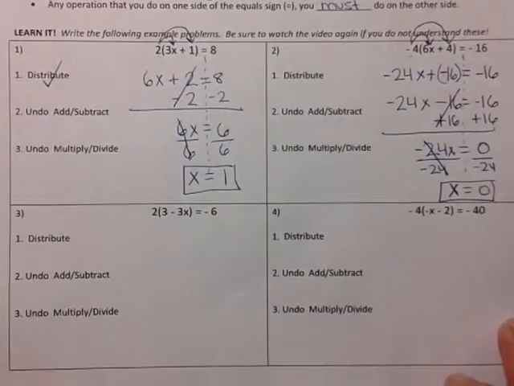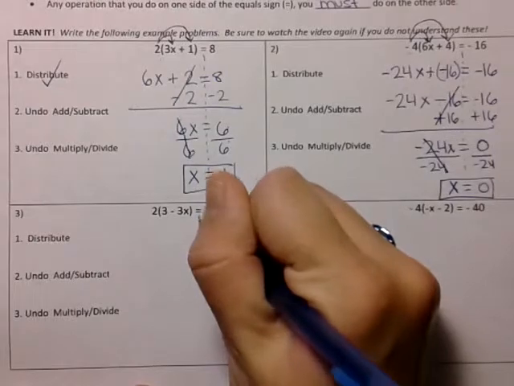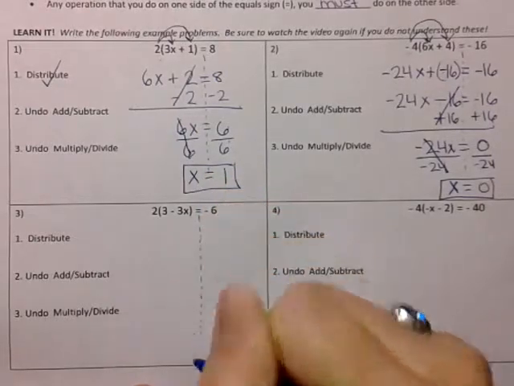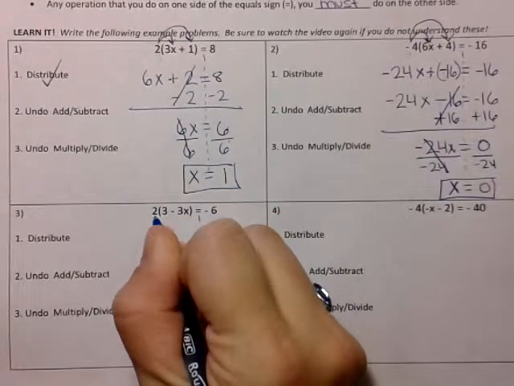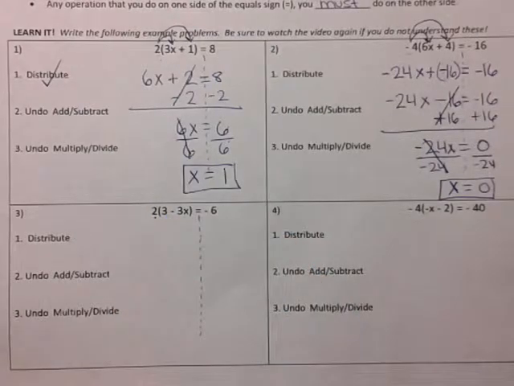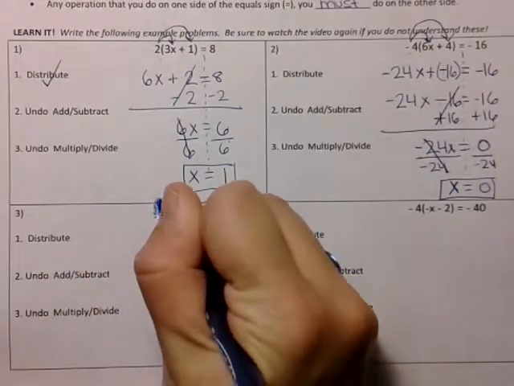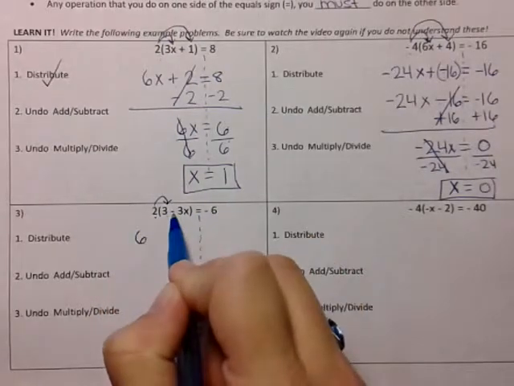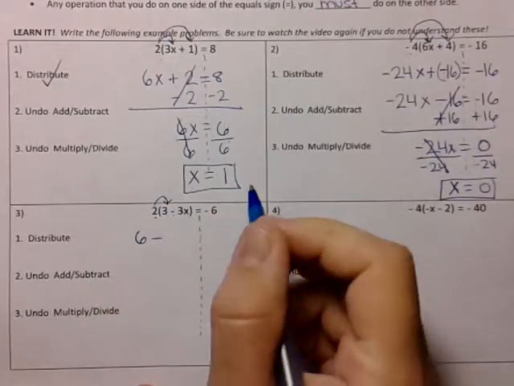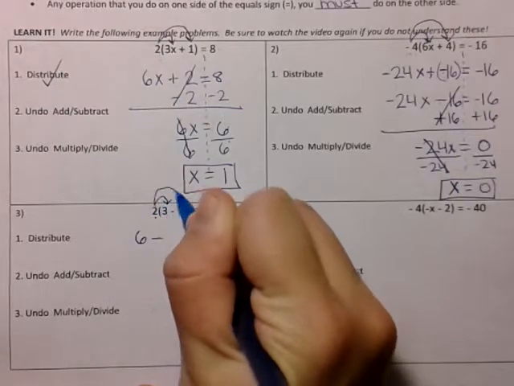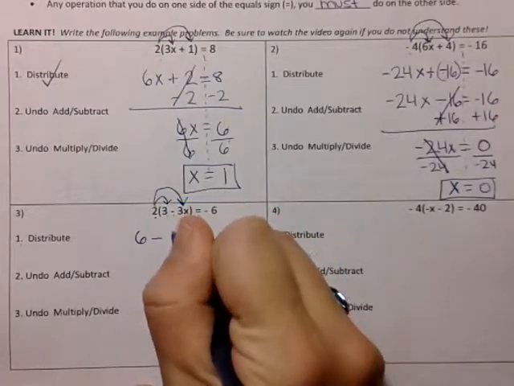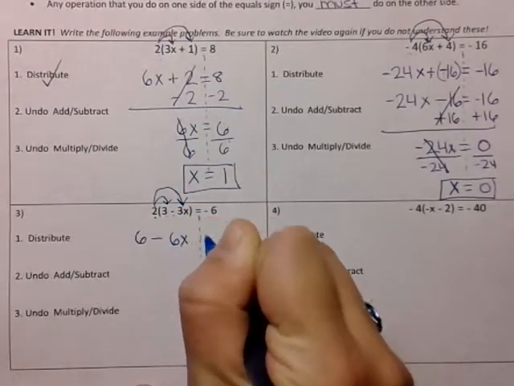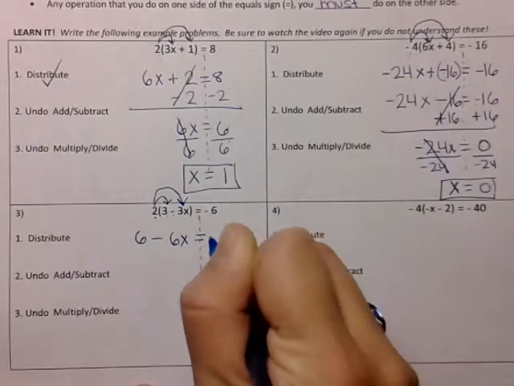Example number 3. I draw my dotted line. Again, I multiply the number outside by everything inside. That's distributing. So to distribute, I multiply 2 times 3. 2 times 3 gives me 6. I bring down my minus sign. 2 times 3x gives me 6x equals negative 6.